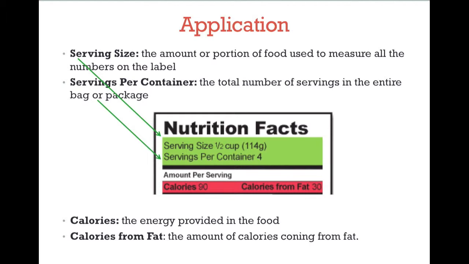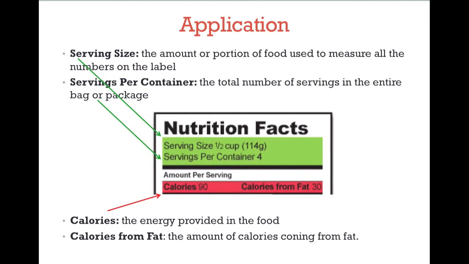So if you consume the whole package of food, you would multiply the servings per container by the serving size and everything else on the remainder of the nutrition facts panel. In this case, a whole package would be 2 cups of food, which is half a cup times 4. To get the total calories, you would do 90 calories times 4, or 360 calories total, and so on.